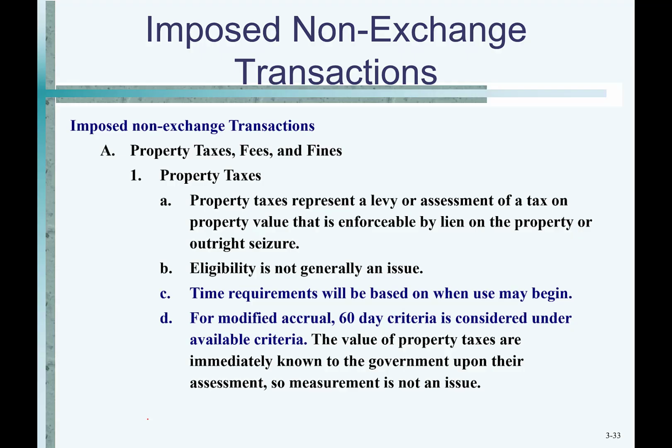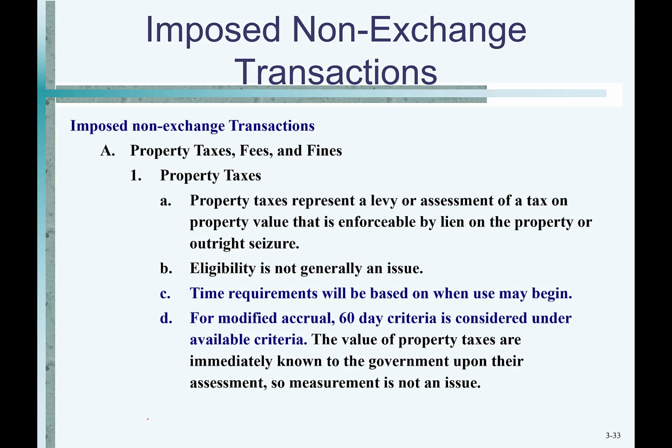Okay, good. Now, imposed non-exchange, right? We have 4 categories that we're going to study, derived. Here we go with imposed. Imposed, the government tells you how much money you owe them, how much revenue you owe them. For example, property taxes are a classic example of imposed. They impose it on you. They say your house is worth $1.5 million and you're going to send me 1.01% of the value of your house every year.